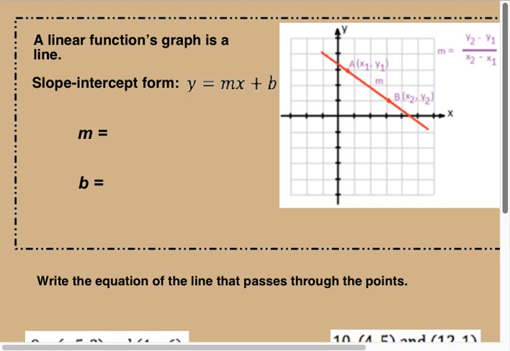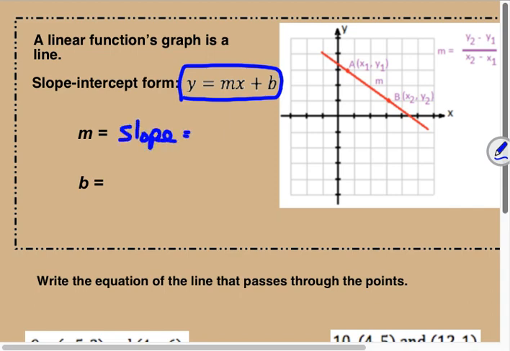A linear function's graph is a line. Slope-intercept form is this form right here. You guys are used to it. You've seen it before. We're going to work with it a little bit again today. Y equals mx plus b. M is your slope.